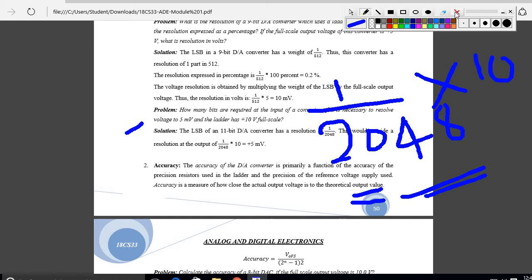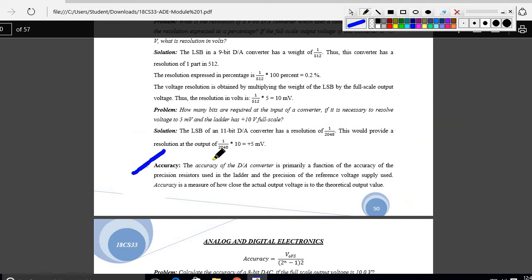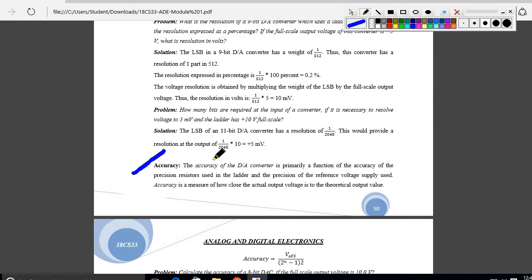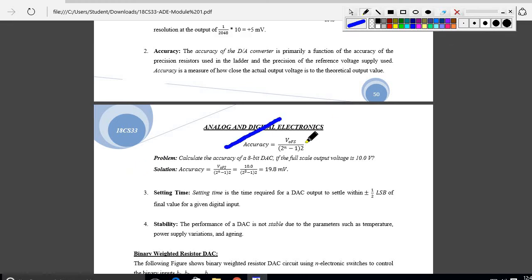The next performance parameter is accuracy, which is very important in a DA converter. Accuracy is the measure of how close the actual output voltage is to the theoretical output value. To find it, this is the formula: accuracy is equal to VOFS, the full scale output voltage, divided by 2 power n minus 1, the whole squared. Here n is the number of bits, and VOFS is the full scale output voltage.